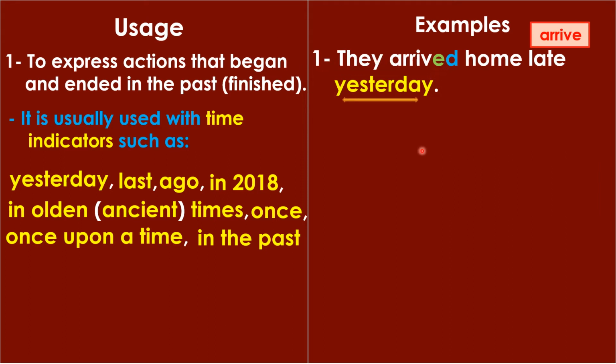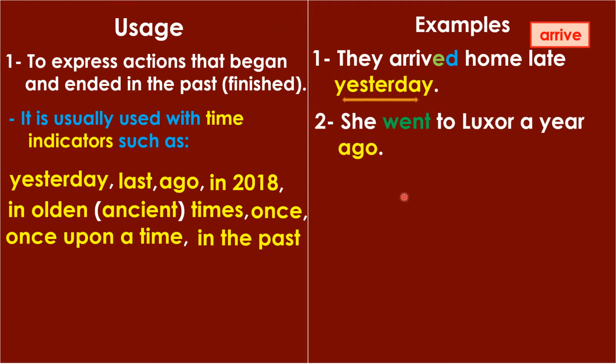And yesterday is the time indicator or the tense expression. طبعا yesterday هي الكلمة الدالة على الزمن. Let's have a look at other examples. She went to Luxor a year ago. Okay, so went here is the past form of the verb go.